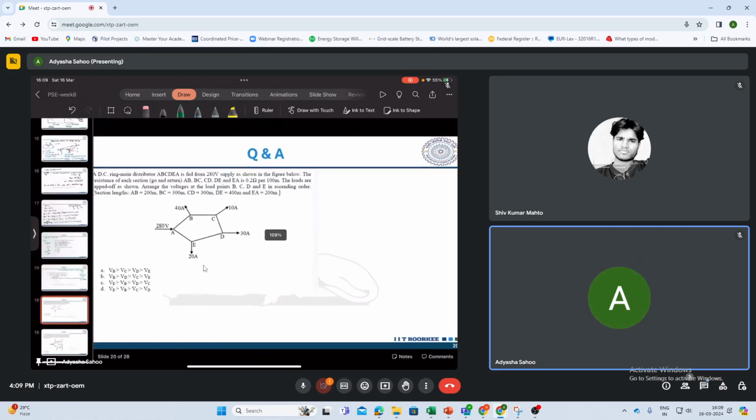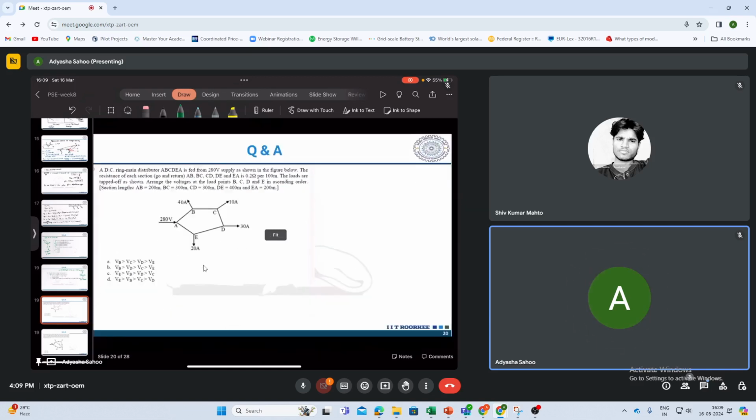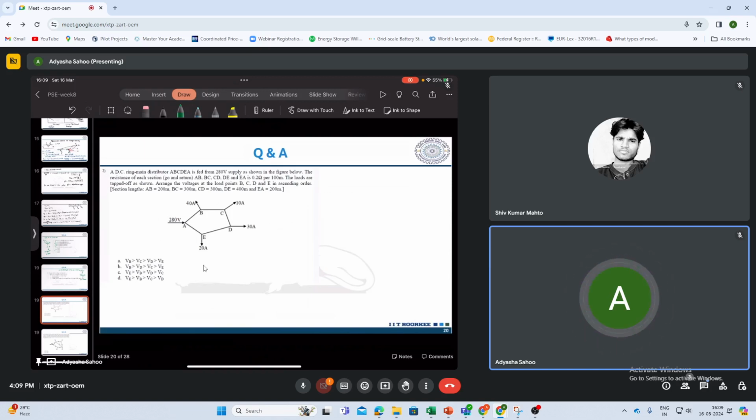Now this is the question here. A ring distributor system is given and it is being fed by a 280 volt supply. This one, right, Vs is equal to 280 volt. The resistance of each section is 0.2 ohm per 100 meters. Okay, and the loads are tapped off as shown. So at each point B, C, D, and E, different loads are present, and the current drawn is given. Arrange the voltages at these points in ascending order, and the length of each section is given.